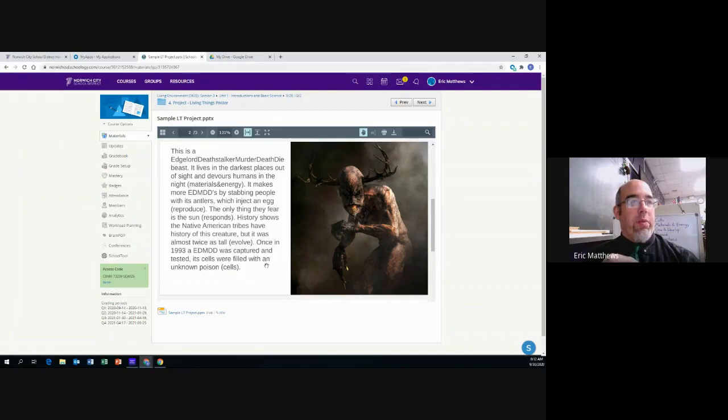History shows the Native American tribes have a history of this creature, and it was once almost twice as tall. Ooh, that's not bad. That's a good explanation for evolution. Once in 1993, one was captured and tested, and its cells were found to be filled with an unknown poison. All right, once again, if I had to score everything out, the picture looks super good. If that's something that you had created, you should be proud of it. And we're going to be looking at a 5 for the picture. For the characteristics, once again, there's only 5. There isn't 6 here. So that's 1 point. You guys get the idea, hopefully.